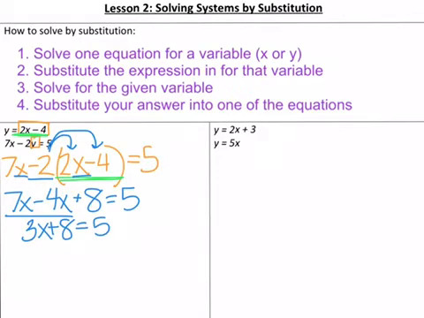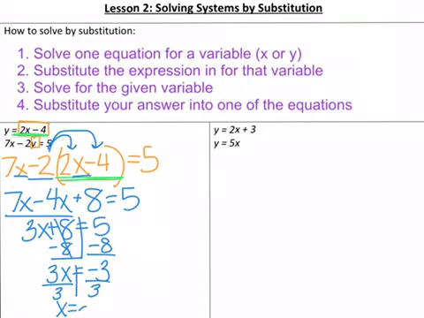Now I get x alone. I'm solving for that given variable. So the first thing I do is I'm going to subtract 8 to the other side. So I'm left with 3x equals a negative 3. And then I just divide by 3 to get my answer for x. So x is equal to negative 1. So I have solved for the given variable. Now, my answer is a coordinate. I need to have a y also.